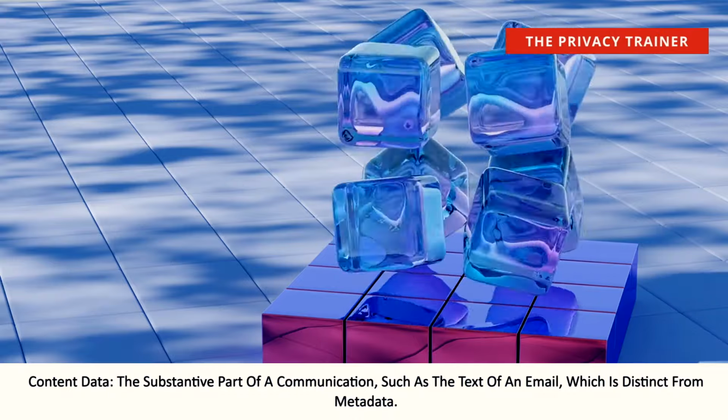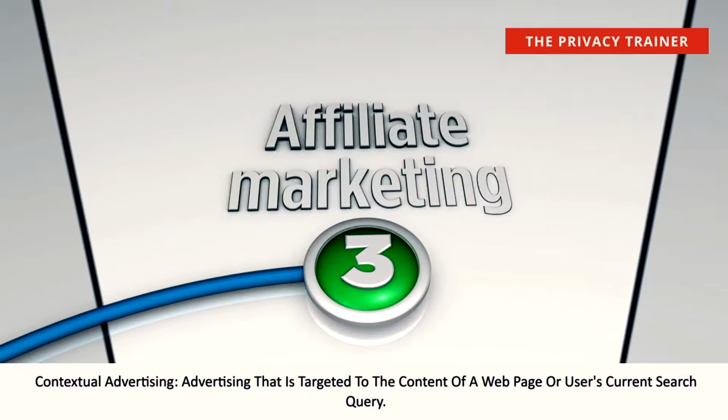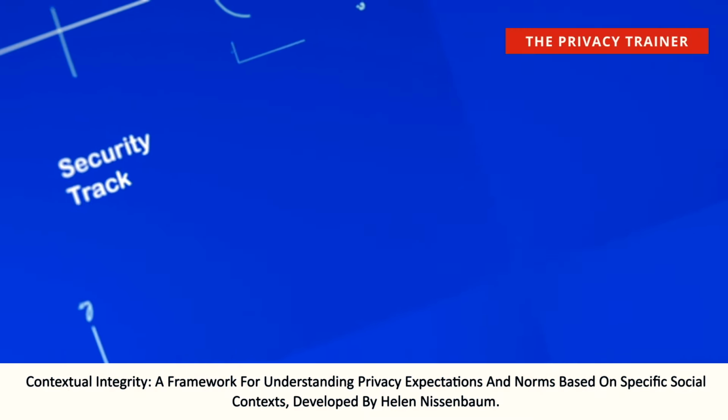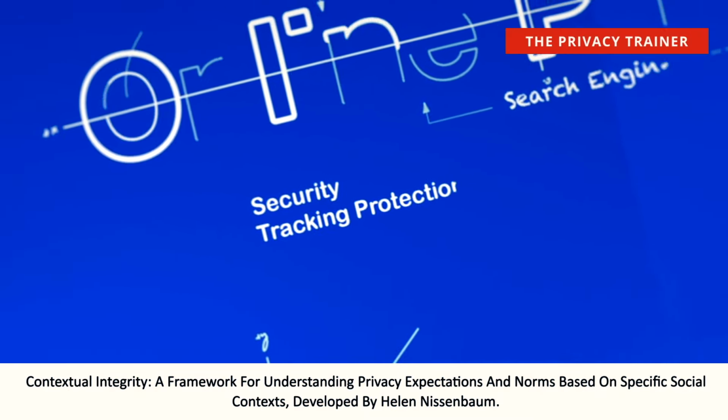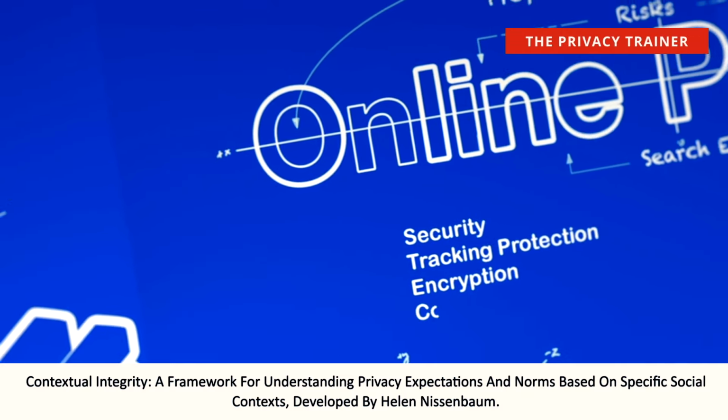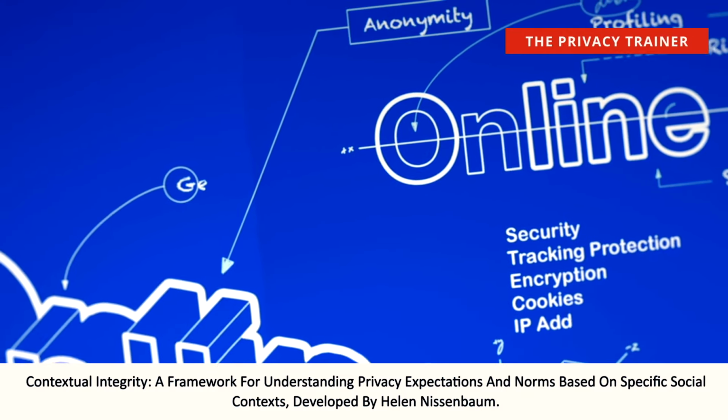Context-aware computing, technologies that can adjust their operations based on user context, such as location or time of day. Context of authority, security models that adjust access rights based on the context of the user's role and environment. Contextual advertising, advertising that is targeted to the content of a web page or user's current search query. Contextual integrity, a framework for understanding privacy expectations and norms based on specific social contexts, developed by Helen Nissenbaum.